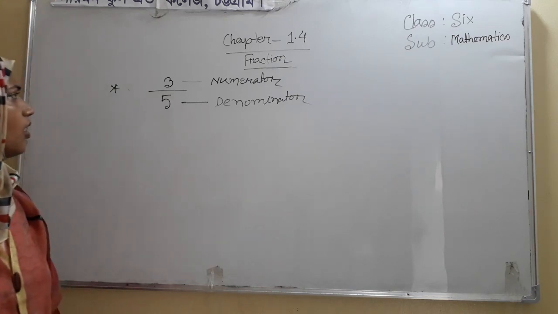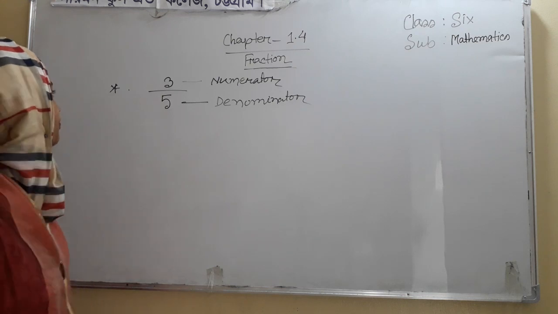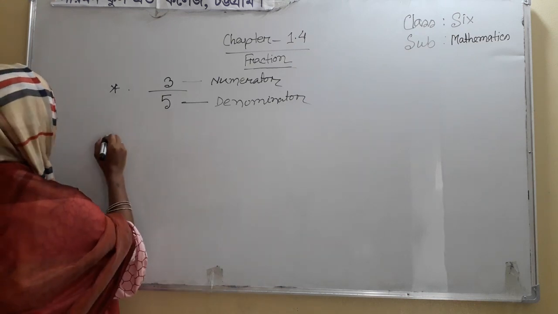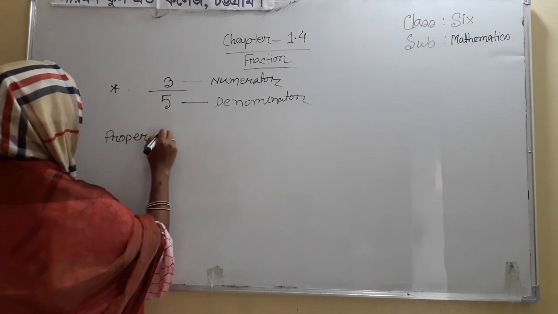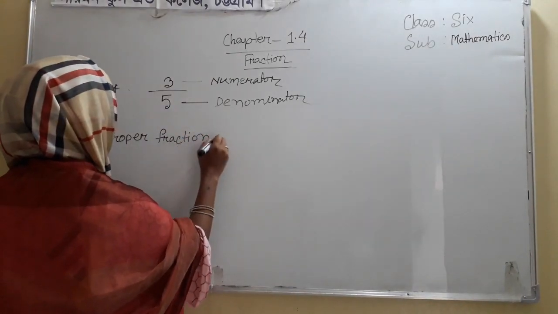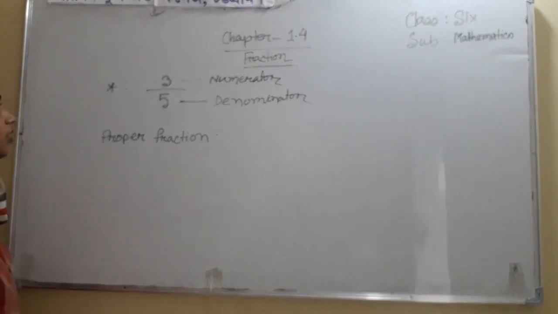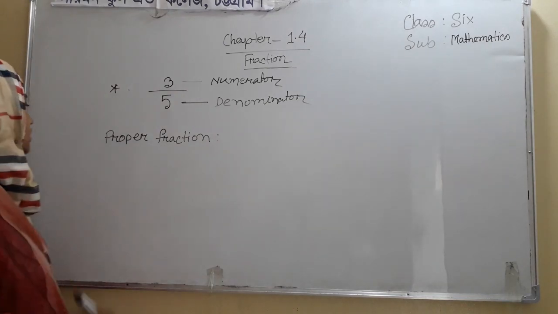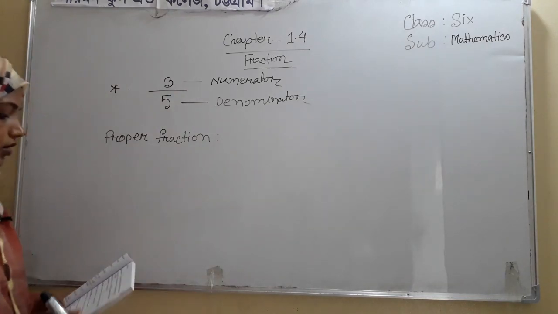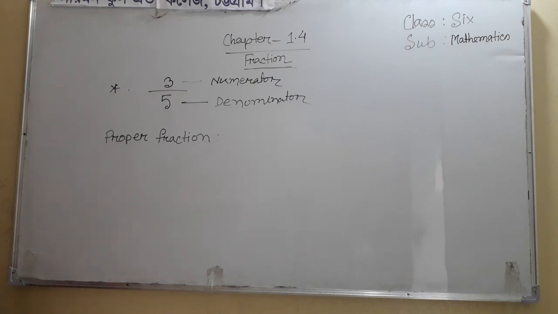We have three types of fraction. First, proper fraction. This is a common fraction. There are three types of common fraction: one, proper fraction, two, improper fraction, and three, mixed fraction. Proper fraction.